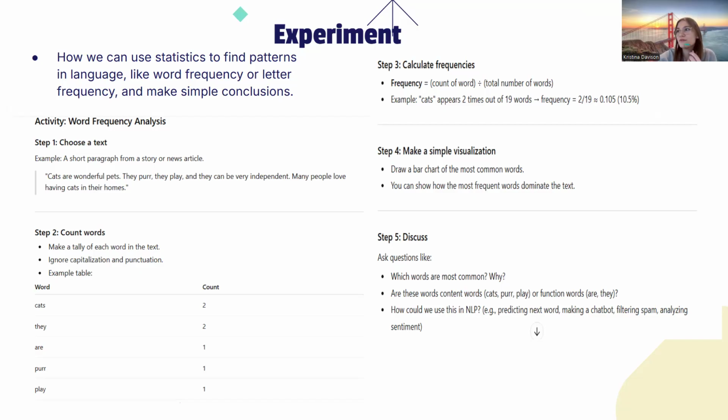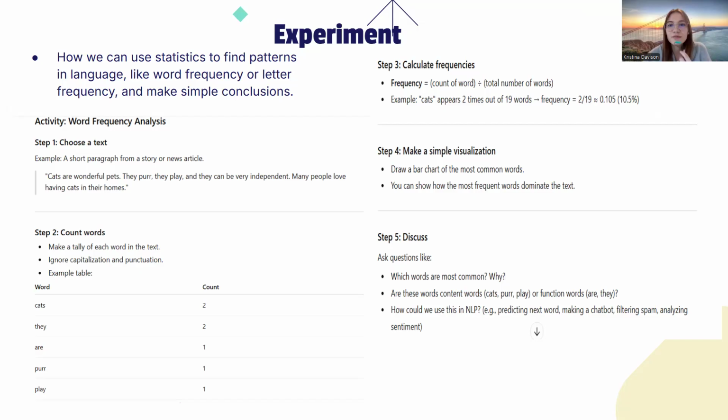So the second step we want to do is count the words and mark a tally for how frequently the words appear. So cats, we can see it appears twice in the sentences, once in the beginning and once in the end. We also have the word they, that also appears twice. We have people once, purr is once, and play is once.